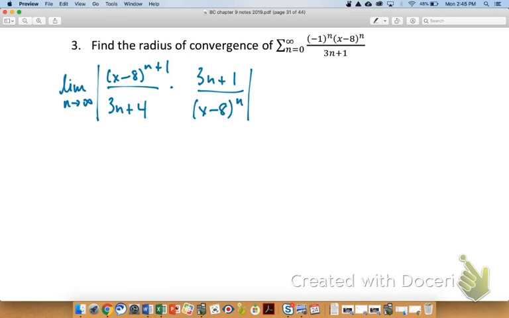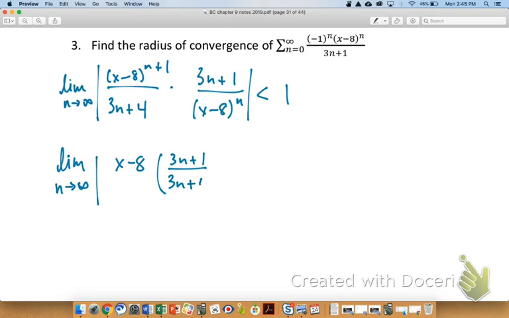And remember, we are looking for the interval, or in this case, the radius of convergence. So we want to make sure that this value is less than 1. So I'm going to put less than 1 right here. And I'm going to get busy doing some simplifying. The only thing I can see that we could really simplify here would be the x minus 8 exponents. So I'm going to go limit as n heads towards infinity, and it would be x minus 8 times 3n plus 1 over 3n plus 4 is less than 1. That make sense?